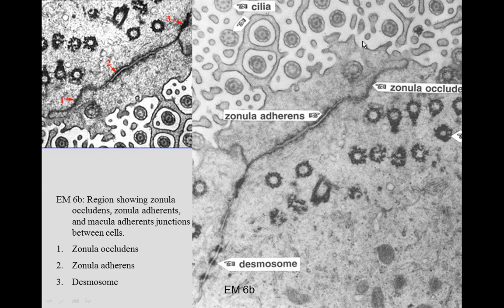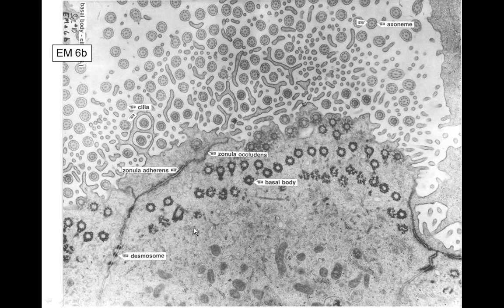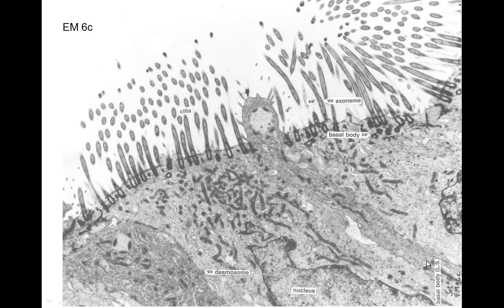We can see those here on this electron micrograph 6B: zona occludens, zona adherens, and these are different desmosomal spot weld connections that we see there. Again, zona occludens, zona adherens, and the desmosomal connection. Zona adherens again, zona occludens, and desmosomal connections that we see over there. Here again, we can see the similar type of junctions.